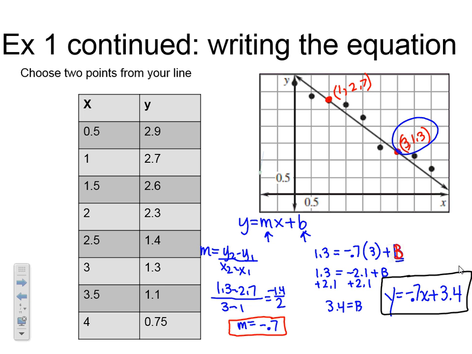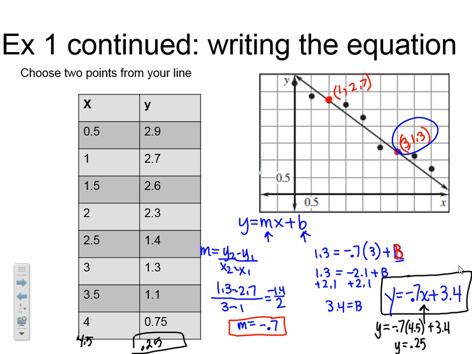So now what we could do is we could make a prediction. What would 4.5 be on our table of values? What we could do is we could plug 4.5 in for x and find out what y would be. And if we did that, plugged 4.5 in there, you would find out that y is equal to 0.25. So that is a prediction. We made a prediction based on our estimated line of best fit.